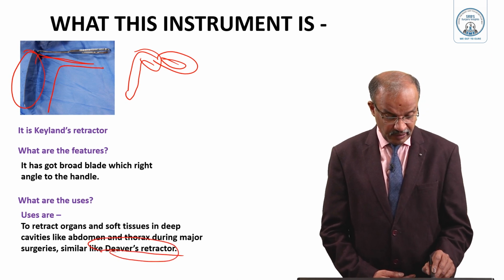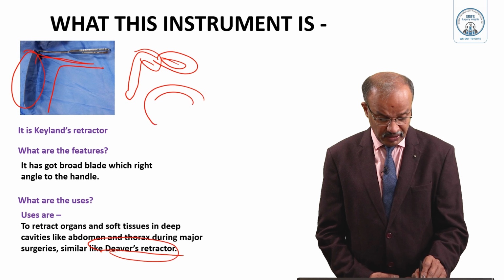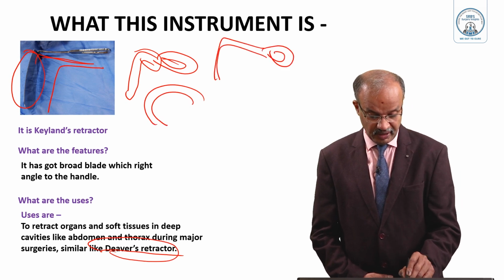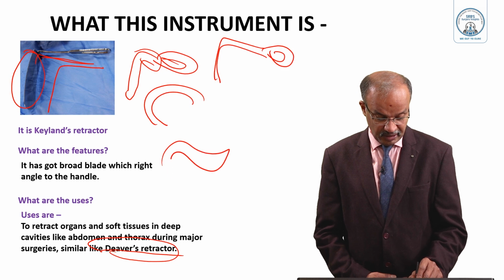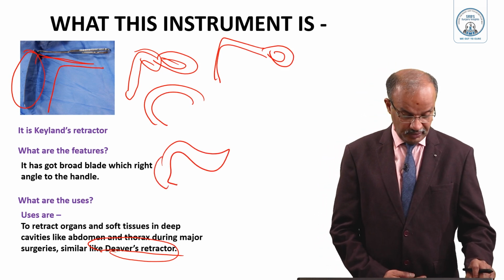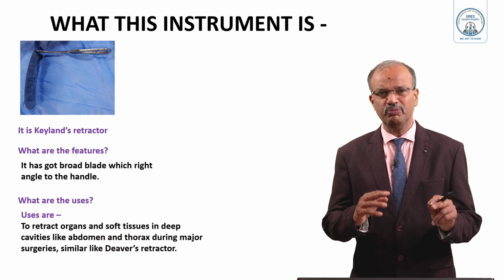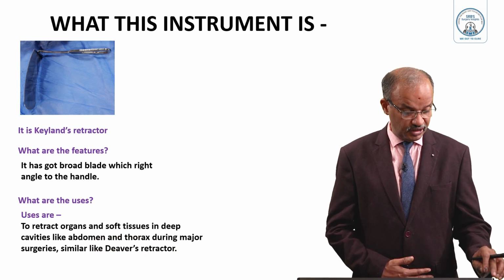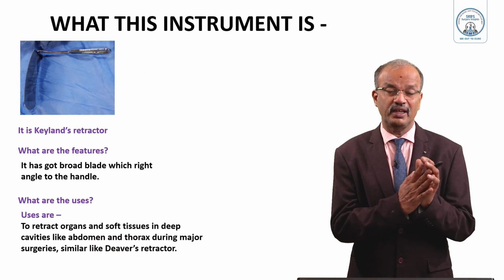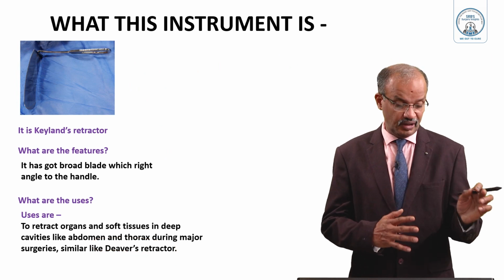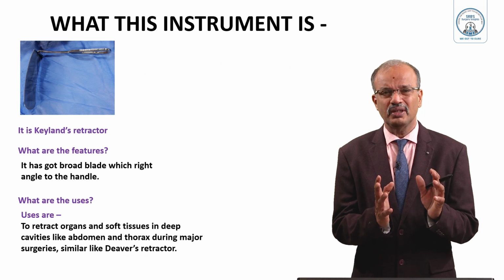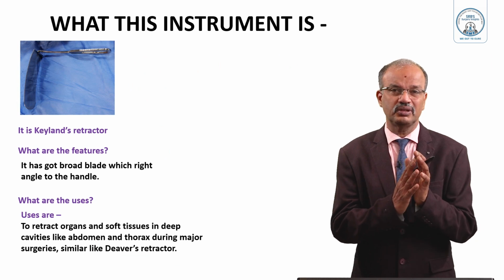It's similar to Deaver's. Deaver has a curve like this. Here it is a right angle with the handle, like this. So Deaver is single like this, whereas this is a little different from that. So that is the Kelly Retractor, mainly used in gynec and abdomen surgery. It has a similar action to a Deaver's retractor, but it has got a right angle here, so it is a little more sharp than the Deaver retractor.